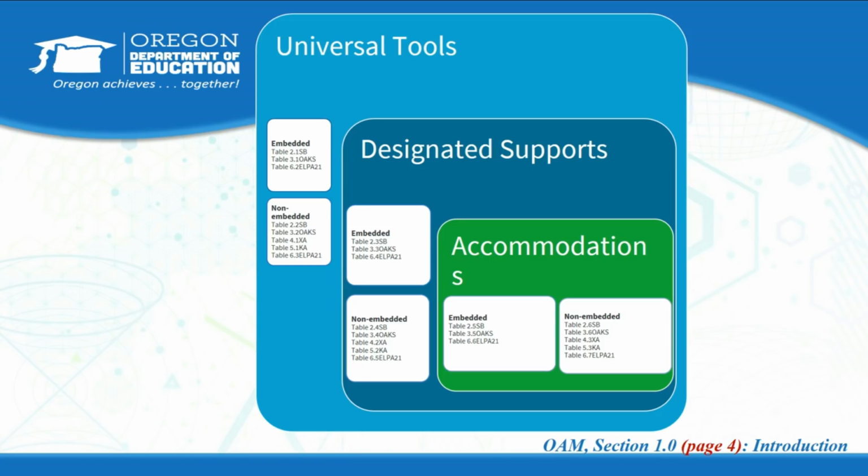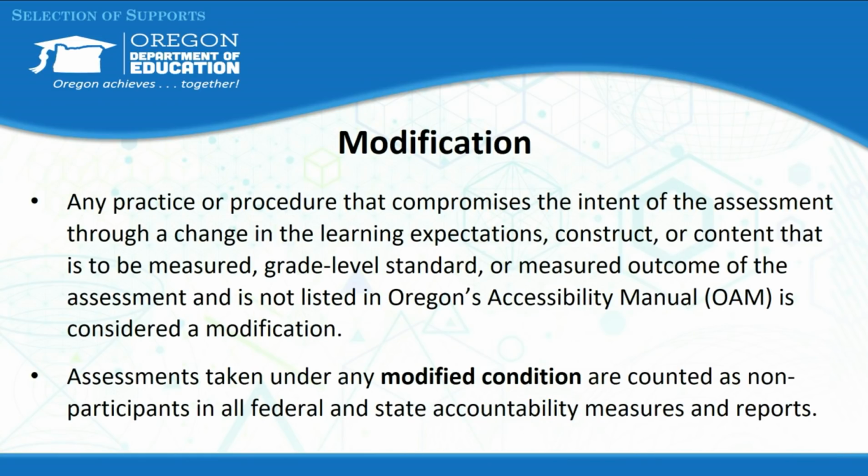Within each of these tiers, any specific support may be embedded, which means incorporated in the testing interface, such as text-to-speech, or they may be non-embedded or outside of the testing interface, such as scratch paper. For more details on each tier of support, consult Table 1.1 in the Oregon Accessibility Manual. Any support that is not listed in the OAM is considered a modification. Assessments taken under any modified condition are counted as non-participants in all federal and state accountability measures and reports.